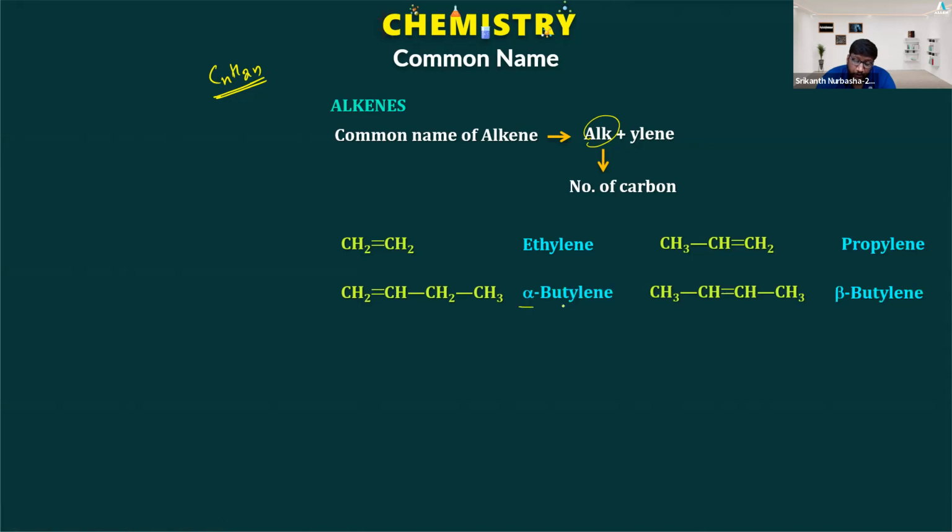CH2 double bond CH, single bond CH2, single bond CH3 is said to be alpha butylene. In IUPAC nomenclature we use numbering; here you use alpha, beta to indicate the position of the double bond. And whenever you have a double bond at the second carbon, it is said to be beta butylene. What is the name of CH3, C double bond CH2, CH3?